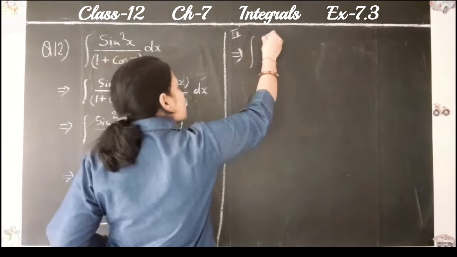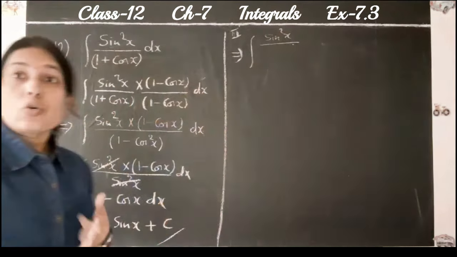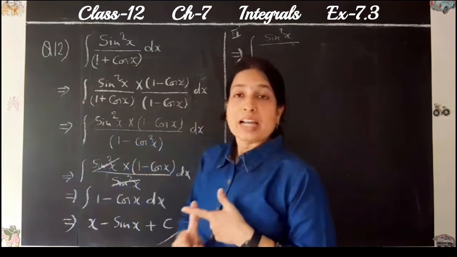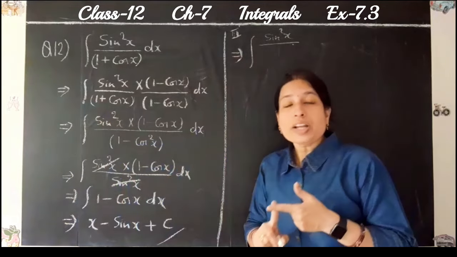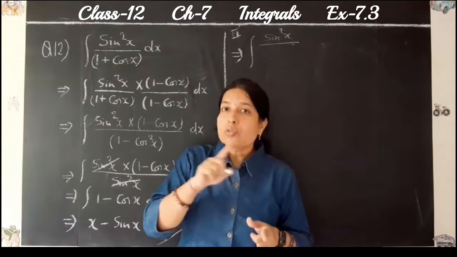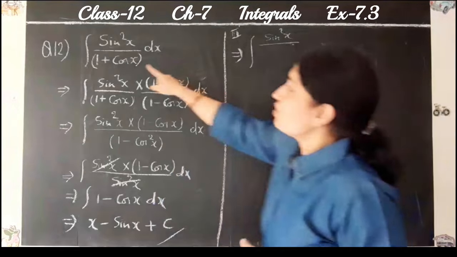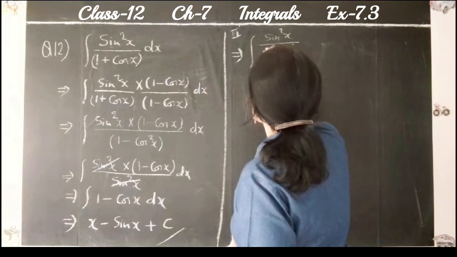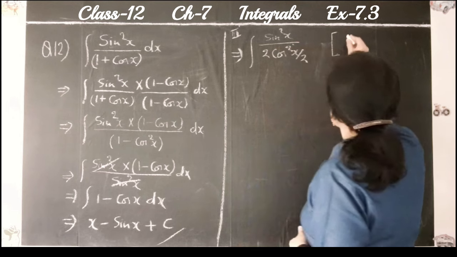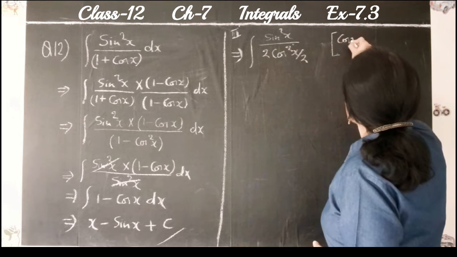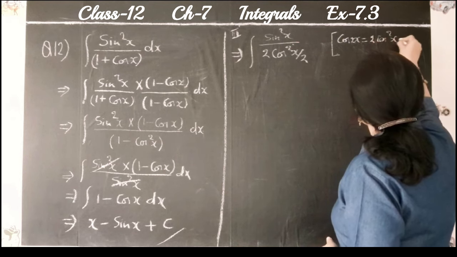sine square x as it is. Here it is given 1 plus cos x. In place of 1 plus cos x, what can we write? 2 cos square x by 2, because cos 2x is equal to 2 cos square x minus 1, and in place of 2x here it is given x, so we can write 2 cos square x by 2. Here the formula is cos 2x is equal to 2 cos square x minus 1.